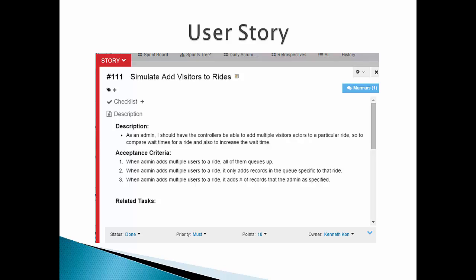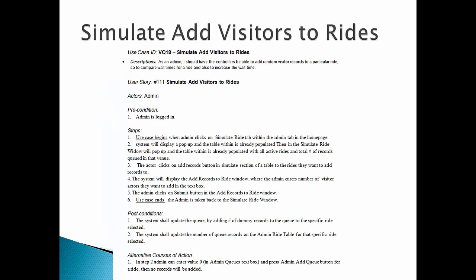What this user story does is, as an admin, I should have control over how many visitors I add to a ride, and be able to compare the wait times depending on how many people are on the ride, and also increase the wait times. And this is the use case made for that user story, which follows simple steps: as an admin, you should be logged in, go to the Simulate Rides tab, and select a specific ride to add a number of random visitors.